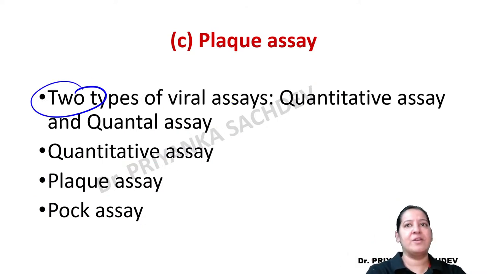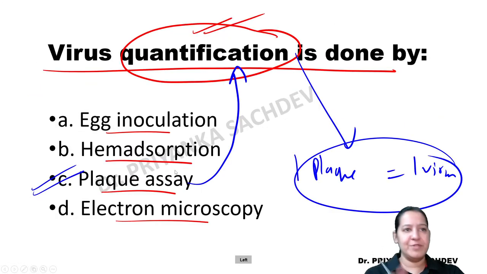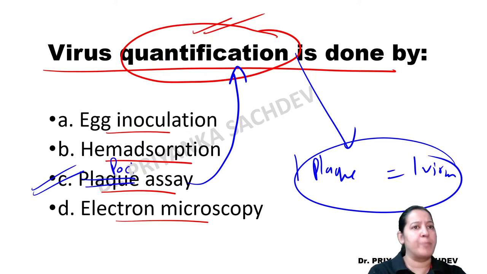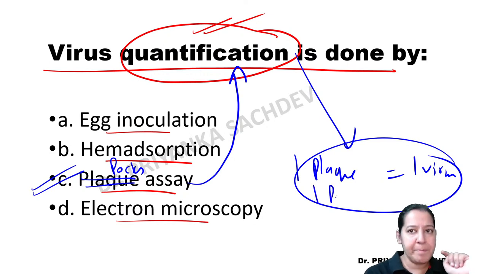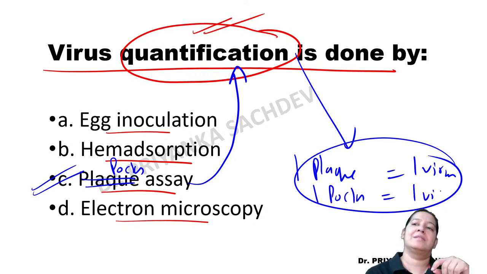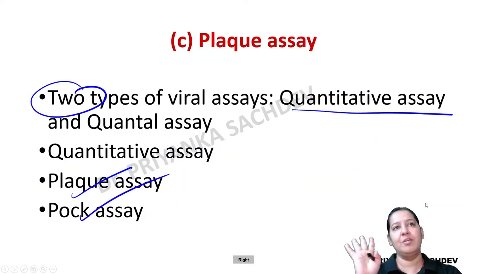So there are two types of viral assay for quantitative analysis, plaque assay and pock assay. Both are there. If pock is the option instead of plaque, I will go with that also. So pock assay is one and the same thing, because one pock is also equal to one virus. One plaque, one pock, both equal one virus. That is my point.